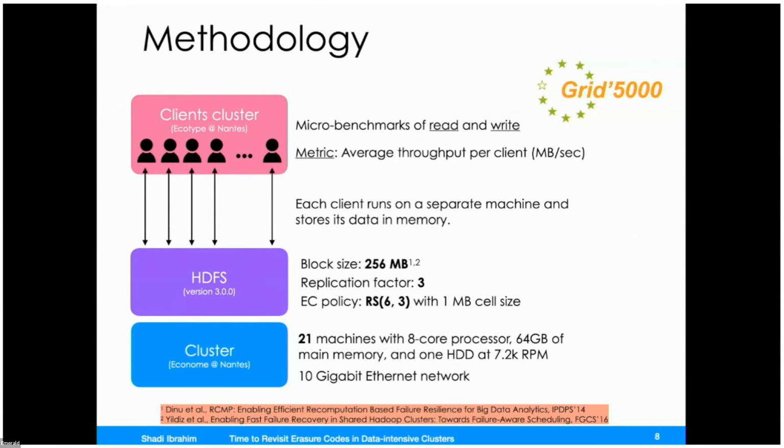We deployed the last major version of HDFS, and we set the block size to 256 megabytes. The replication factor was set to 3, and for EC, we used the default configuration of Reed Solomon with 6 original chunks and 3 parity chunks.